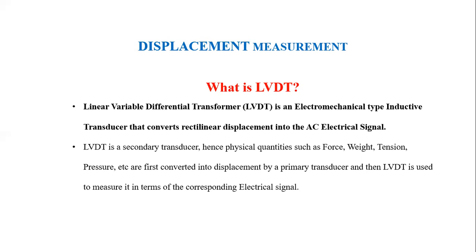of a corresponding electrical signal. According to its name, linear variable differential transformer, it is used for measurement of linear displacement by using a differential transformer. That means the transformer has two secondary windings, and the difference between those two windings is the output voltage.